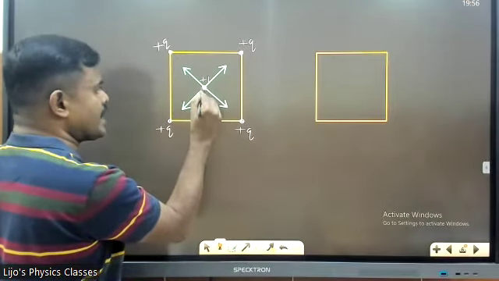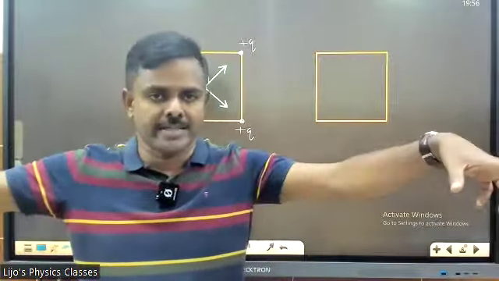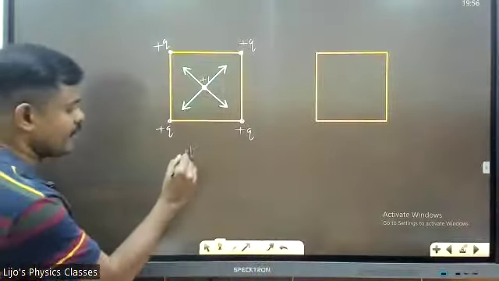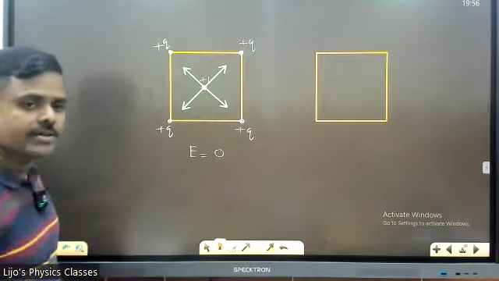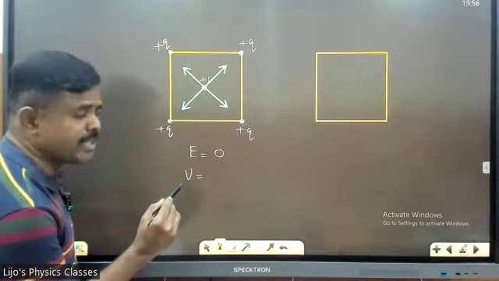All forces are equal. Imagine I'm standing here and 4 guys are pulling me in 4 directions equally. What is the net force on me? 0. So the electric field is equal to 0. But look at the potential. Please look at this.